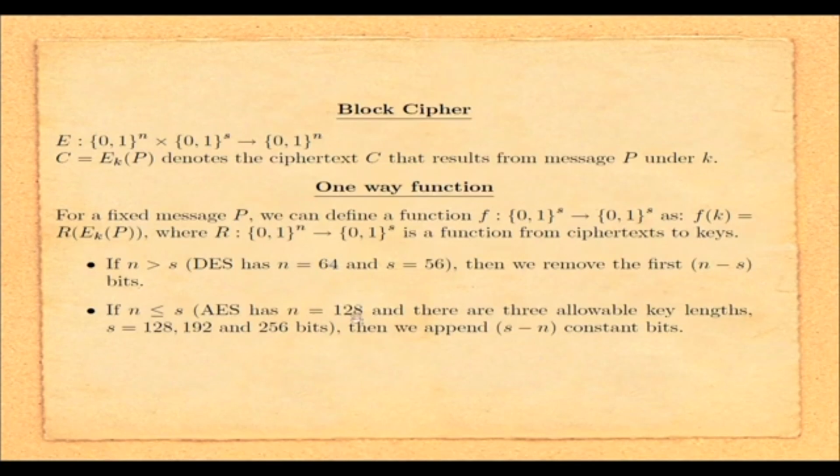Now, we will see how we can have this one-way function from a block cipher or stream cipher. A block cipher is a function which takes an n bit plain text and gives us an n bit ciphertext, and s is the key size. So, each key is s bits. This is the key space. E is a function from plain text space cross key space to the ciphertext space, where P is the plain text, C is the ciphertext and K is the key. This is denoted by E_K(P).